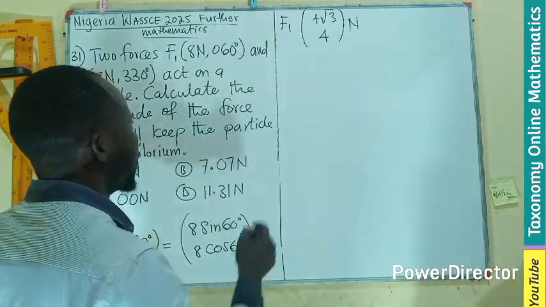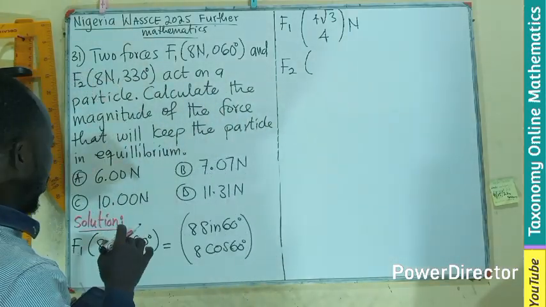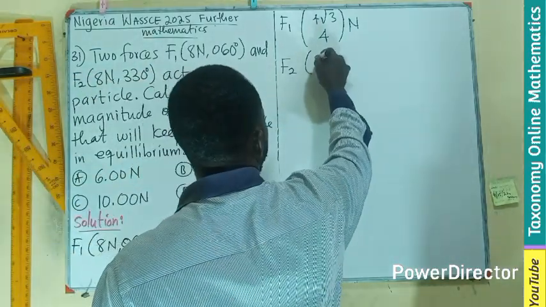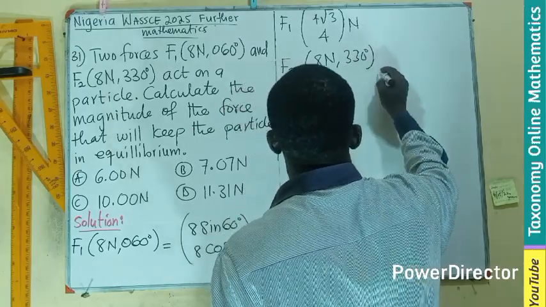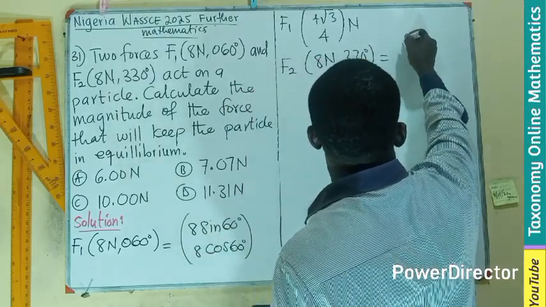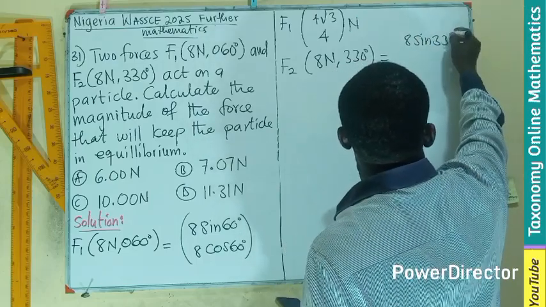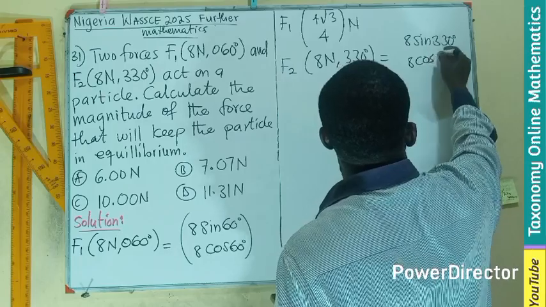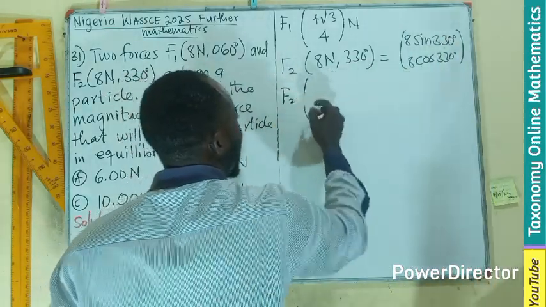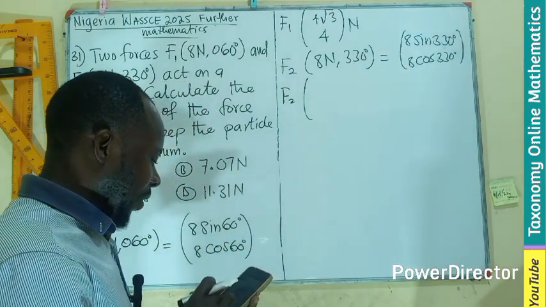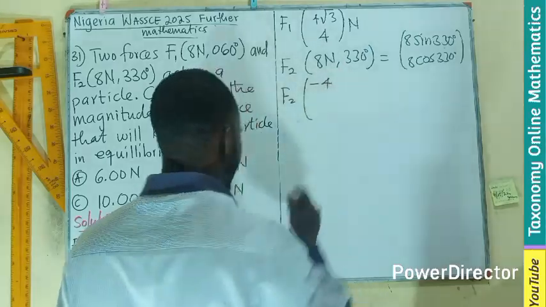Then 4 cos 60. Let's introduce the Newton. That's the first force. The second force, I'm doing this as simple as possible, is 8 Newton at 330 degrees. We can resolve this as 8 sine 330, then 8 cos 330. Let's resolve that force 2 and see. So we have 8 sine 330. That will give you a negative 4.